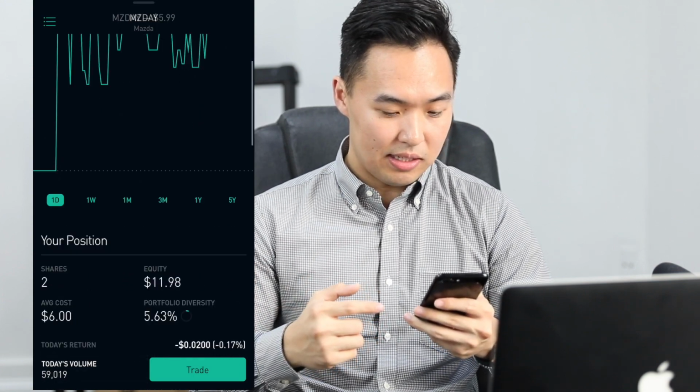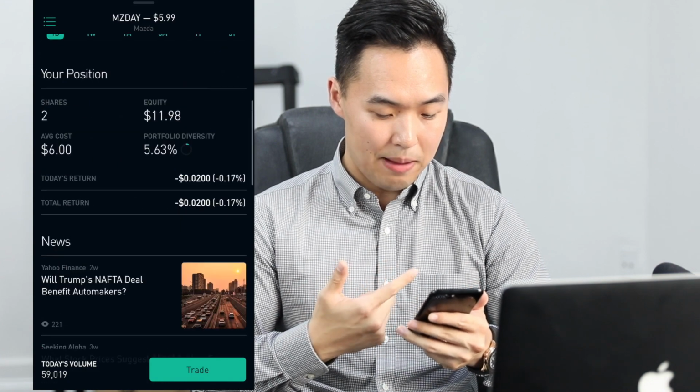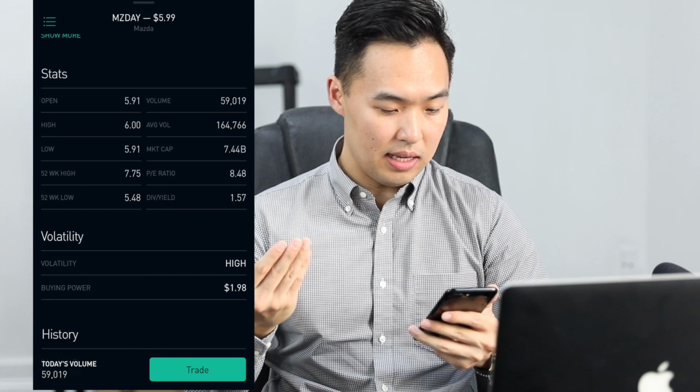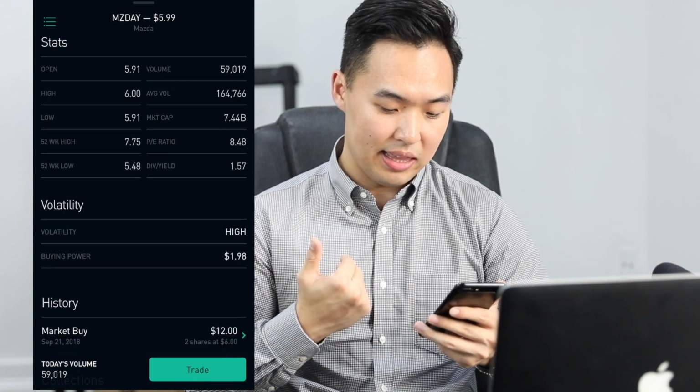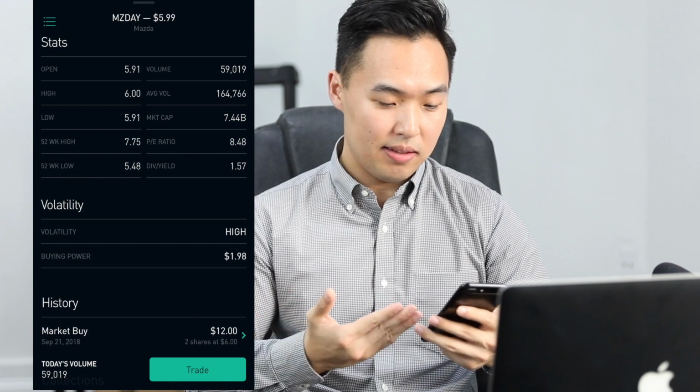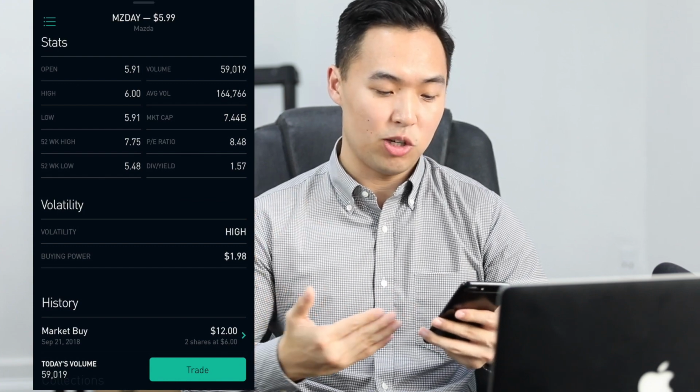Moving down, as you can see, Mazda is only 5.6% of my portfolio. If we move down to the volatility, you can see that it is a high volatility. That is something I'm okay dealing with because the price of these shares is so low.